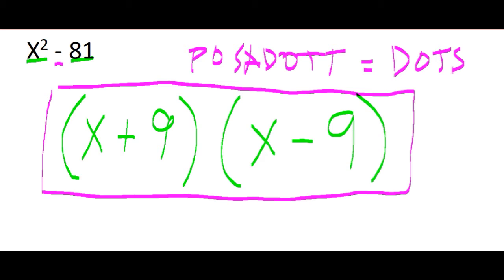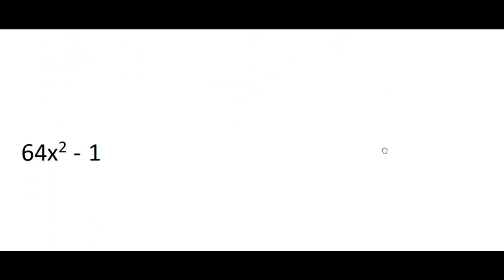So, kung medyo nalilito pa, ito pa yung ibang mga examples. Ito, 64x squared minus 1. Check natin, 64. Meron ba siyang square root? Meron. Ang square root niya ay 8. 8 times 8 is 64. x squared, syempre, square siya, minus, then 1. Ano ang square root ng 1? Ang square root ng 1 ay 1 kasi 1 times 1 is equal to 1.